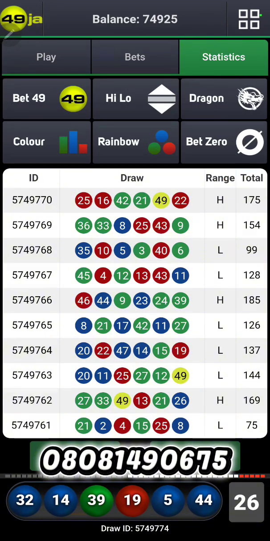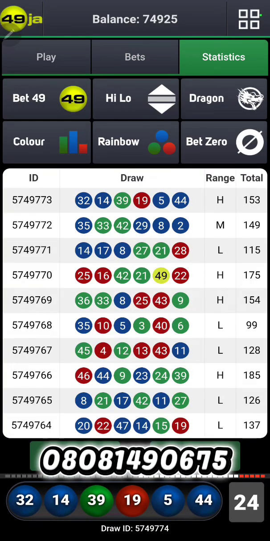Let's see what happened at ID 70 and ID 71. So this is it: 2 lows, 2 highs, 1 low, 1 medium. The game is changing. Always understand this. Medium is not low, is not high. In most cases, it comes to what?